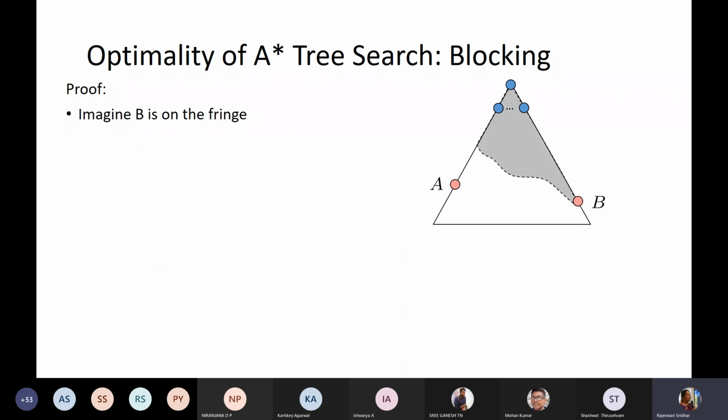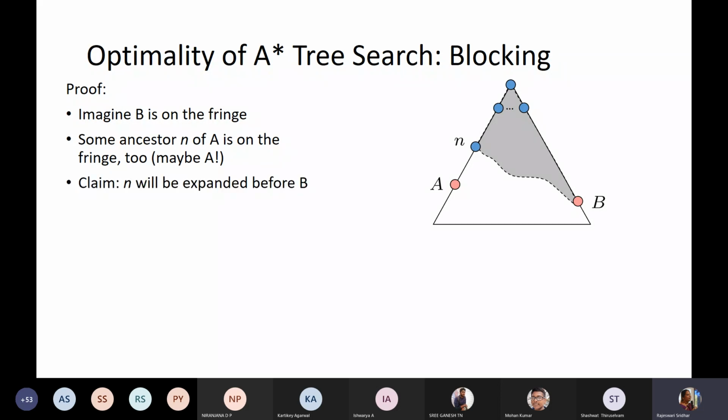So imagine B is on the fringe. Some ancestor n of A is on the fringe too. The claim is that n will be expanded before B. What happens is, if f of n is less than or equal to f of A, that is one possibility.